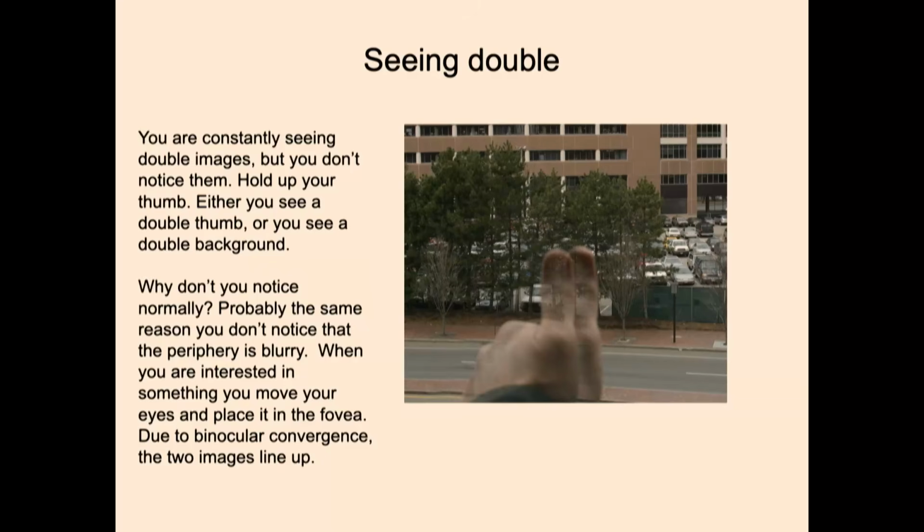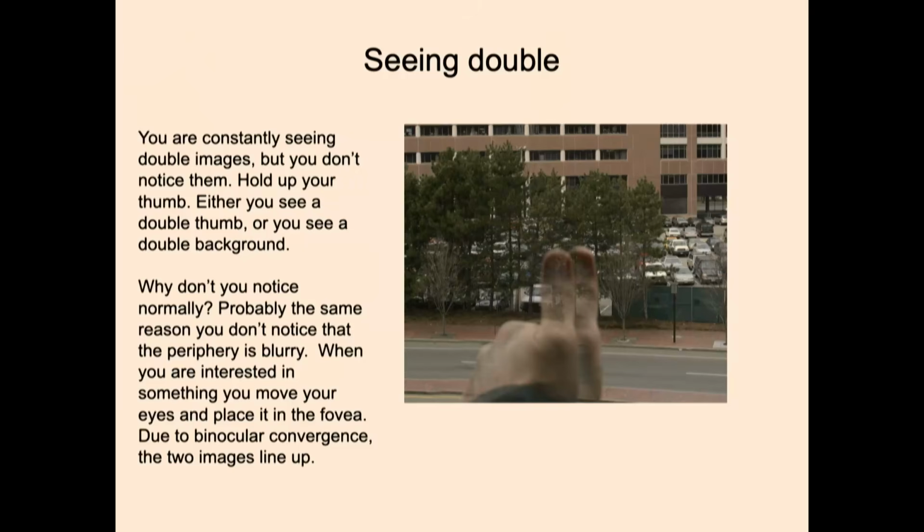And so this gets back to the thing we were talking about a little bit earlier, right? Why don't you notice this crazy thing about your vision, which is that you have two copies of most of the objects in your world? It's probably the same reason that you don't notice that the periphery is blurry. It's probably the same reason that you don't notice that some paintings depict impossible objects. Whenever you're interested in something, you move your eyes and you place the thing you're interested in at the fovea. Then, because of binocular convergence, the two images line up. You're always fixating the stuff that you want to see. So typically what you're paying attention to will be fused, and the stuff that you're not fixating won't be fused, but you're not paying attention to it and you don't notice it.